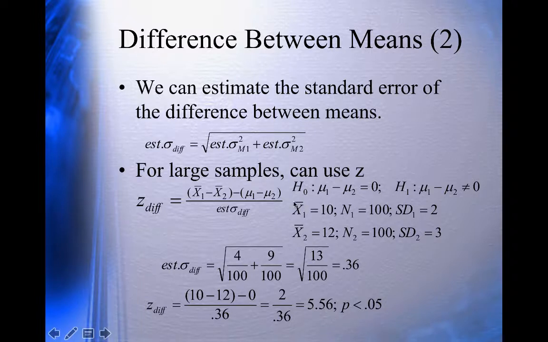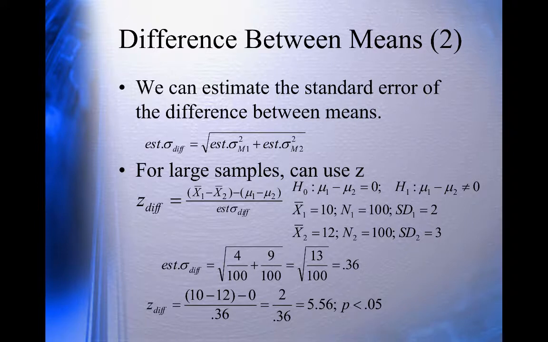Let's suppose that we have, for the first group, a mean of 10, and we have 100 people and standard deviation is 2. For the second group, we have a mean of 12. We have 100 people, standard deviation is 3. Then to actually carry this thing out, we need to know the standard error. So the standard deviation is 2. Variance would be 2 squared or 4. Divide through by n, which is 100. Standard deviation is 3. Variance is 9.